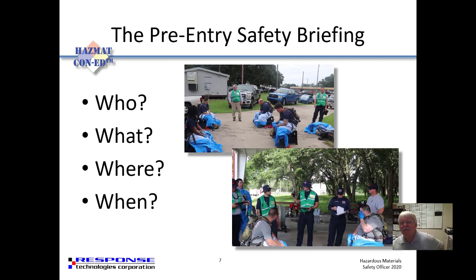Where's it going to be conducted? There's actually 2 places a safety briefing can be conducted. The one that we typically consider is that pre-entry briefing that's done in the dress-out area once everybody's dressed to the waist and ready to go. That's the pre-entry. But there could also be a safety briefing in the staging area of the incident when responders check in. And there may be a safety briefing that is also conducted there as additional responders are arriving at the scene. But we're typically focusing on that pre-entry safety briefing.